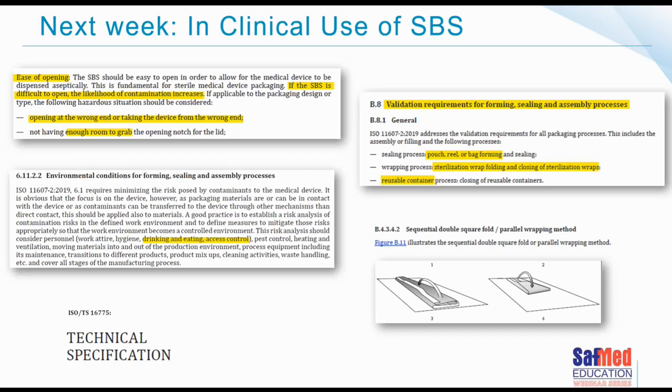Including, how do we test reusable containers? How are we supposed to open our packaging, and therefore how do we put it together? Are we leaving enough room to grab? Are we using the right tear direction? Are we opening the packaging in the right manner? Should we be drinking and eating in the environment where the items are being packed? It's all covered in this standard, 16775.